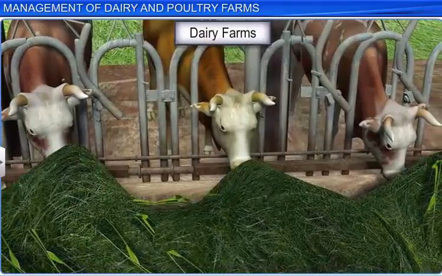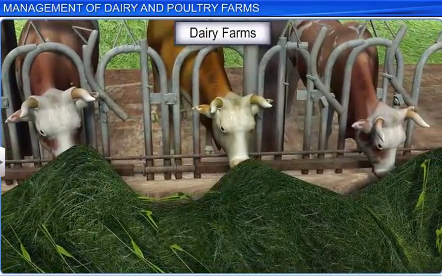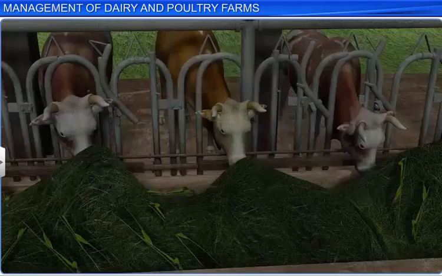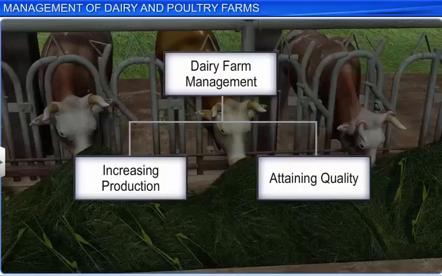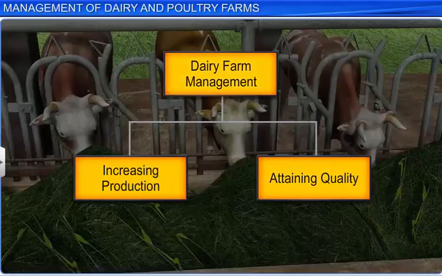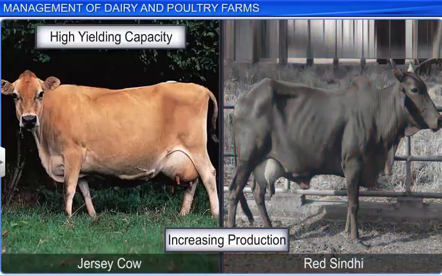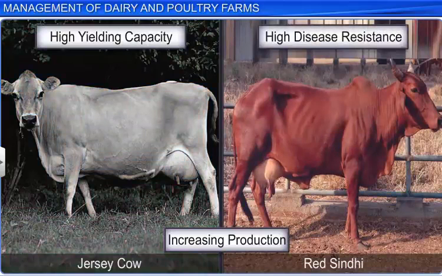Dairy farms rear animals for milk and milk products. The management methods used to increase production without compromising on the quality of milk is called dairy farm management. One of the key factors for increased milk production is breed selection. Good breeds have high yielding potential and high resistance to disease.